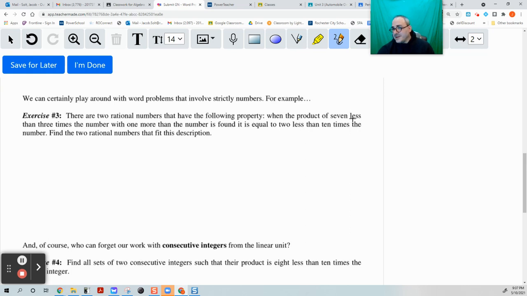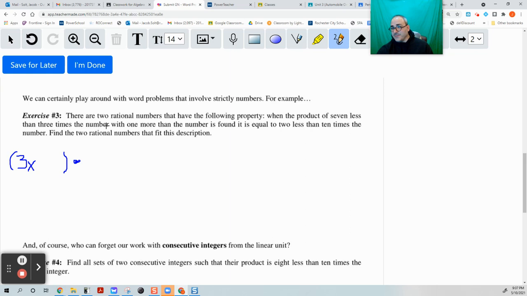All right. When the product of 7 less than 3 times the number with 1 more than the number is found. Okay, the product means multiply, of 7 less, the product of 7 less than 3 times the number. Okay, so I'm going to have a multiplication, and now I have 7 less than 3 times the number. I don't know what the number is, but in the classic spirit of mathematics, I'm going to call the unknown number x.